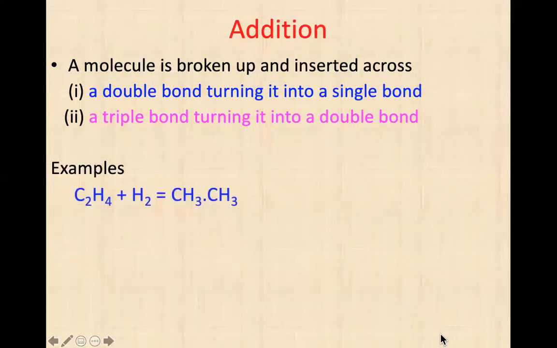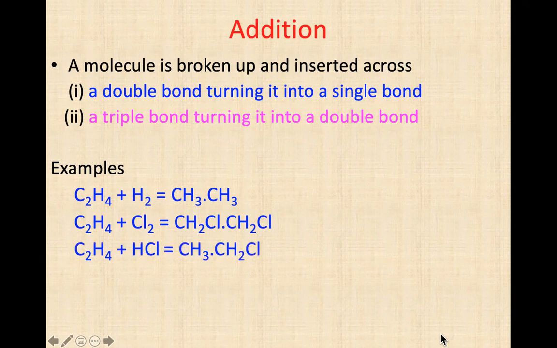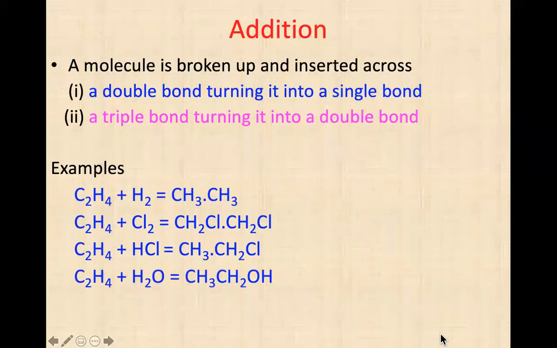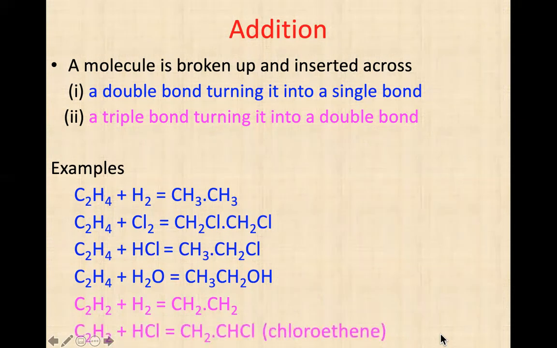Some examples. C2H4 plus H2 equals CH3CH3. That's ethane, C2H6. Ethene plus chlorine gives me 1,2-dichloroethane. Ethene plus hydrogen chloride gives me chloroethane. Ethene plus water gives me ethanol. Ethyne plus hydrogen will give me ethene. And ethyne plus hydrogen chloride will give me chloroethene. And I can then use chloroethene to make polychloroethene or PVC.